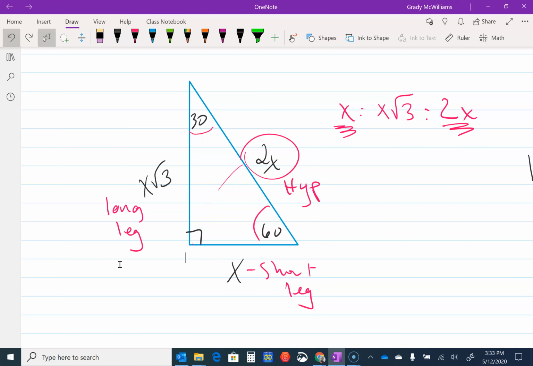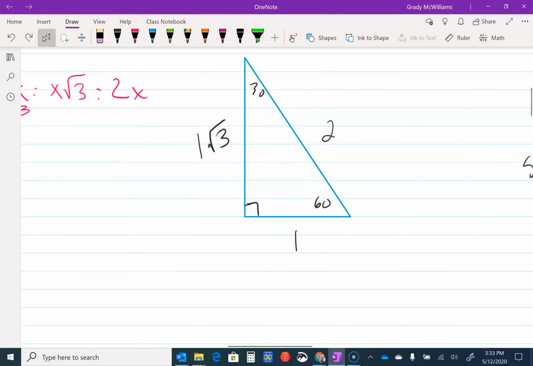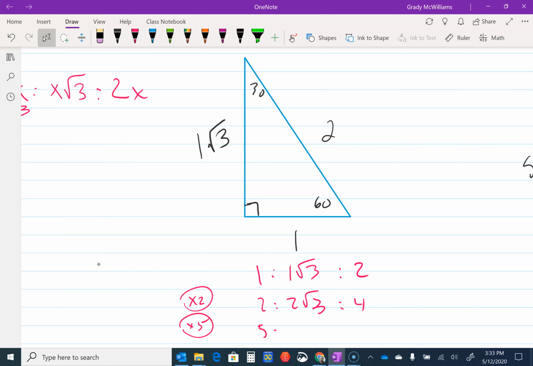So that's the basic idea. Everything else is basically the same as what we learned earlier. Some books will list it as a ratio of 1, square root of 3, 2. So if you were to multiply by 2, for example, now you got 2, 2 square root of 3, and 4. Or maybe you times it by 5. And so you got 5, 5 square root of 3, and 10. So this thing here could be 5, and this would be 5 square root of 3, and this would be 10.